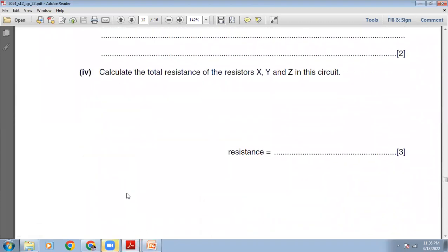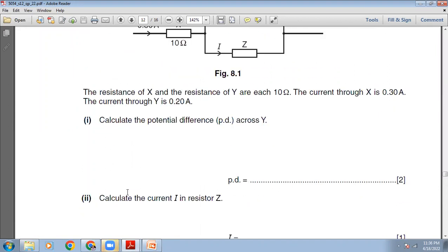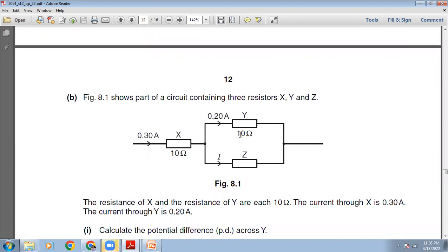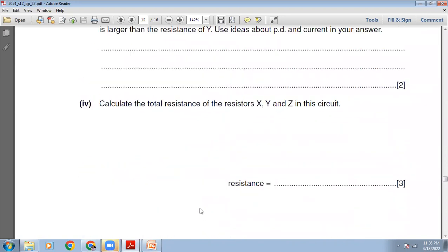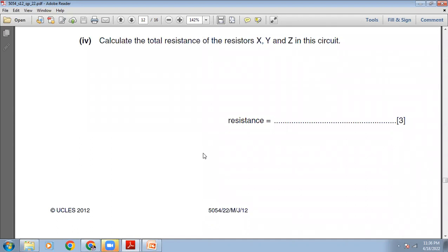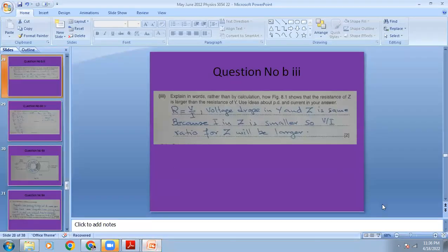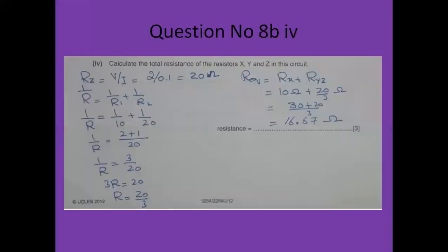Calculate the total resistance of the resistors X, Y, and Z in this circuit. So the resistance of Z is 2 times the resistance of Y. So if this is 10 ohm, this will be 20 ohm. So I can calculate their combined resistance, and once I know the combined resistance of Y and Z, then I will add this combined resistance to the resistance of X. That will give me the total resistance of this whole circuit. So let me show you my solution.